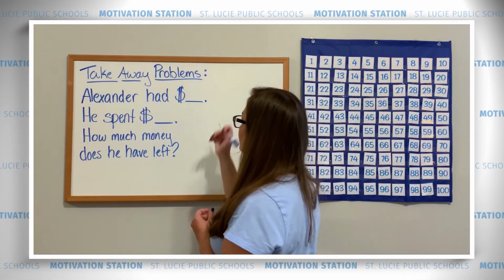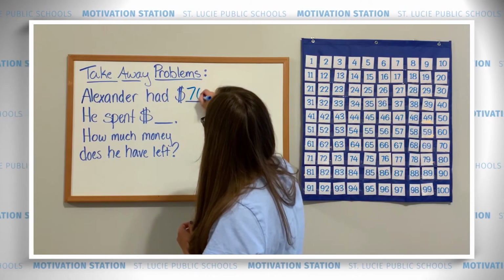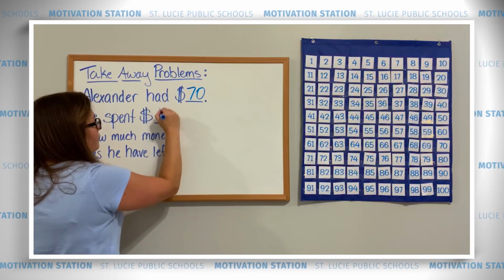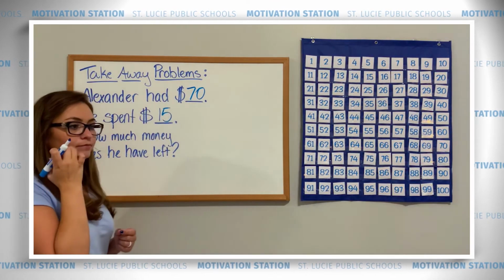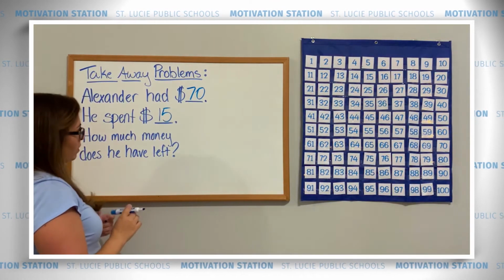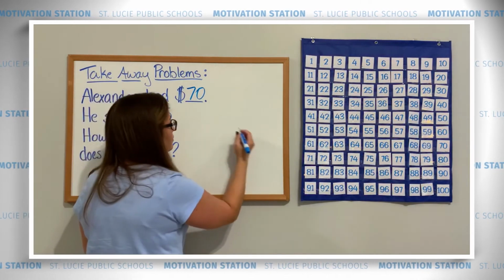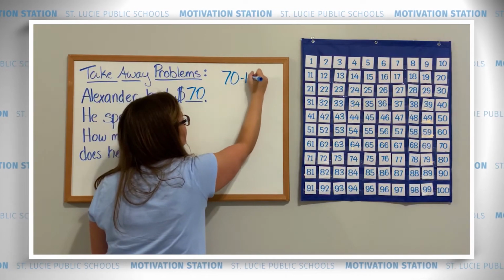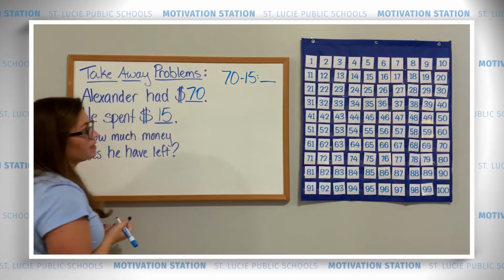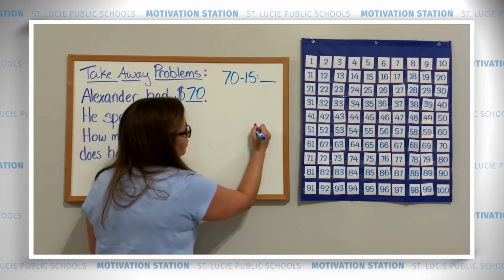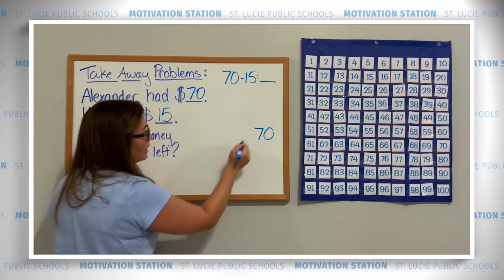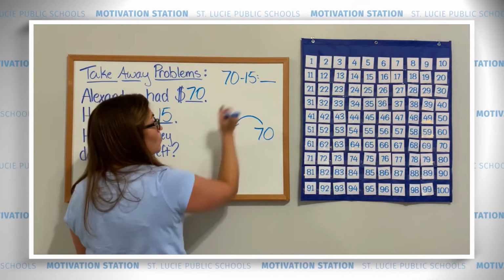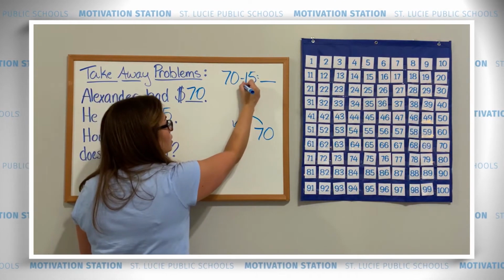Let's say Alexander had $70 and he spent $15 on a new game. Okay. For takeaway problems, we're going to start with 70 because we're going to be solving for 70 minus 15. That's what we need to solve. So we're going to start with 70. We're subtracting, so we know we're going to draw an arrow backwards. 15 has a tens and a 1, so we're going to break them up.